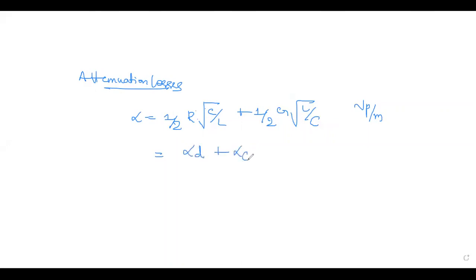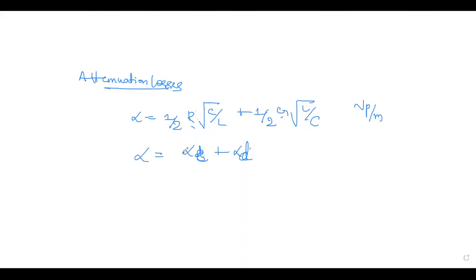The alpha value that you get here is half into R square root of C by L. You can check the notes if you want. We have derived the same thing, which is in Neper per meter. Here the difference is you have two terms. What you'll be writing for this term is alpha C and for the other term alpha D. Ohmic with respect to R, dielectric with respect to conductance.